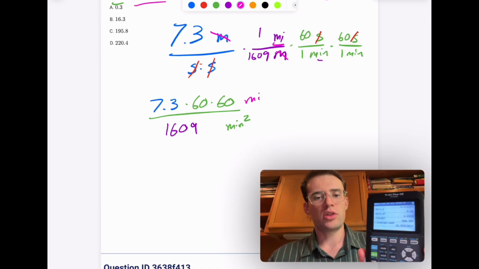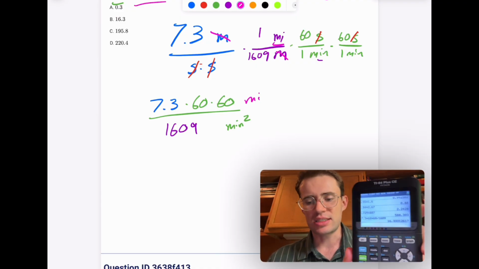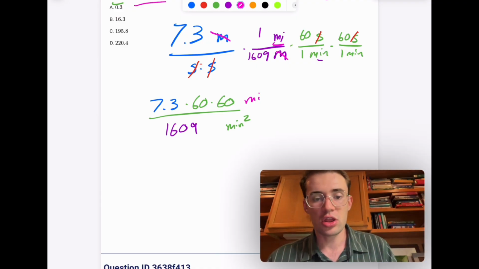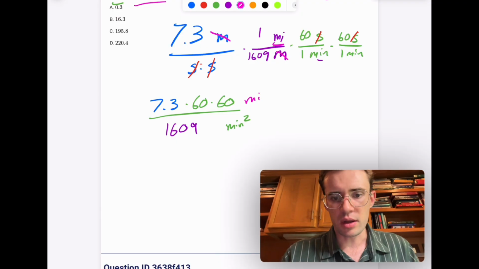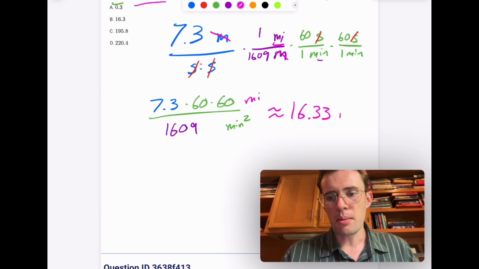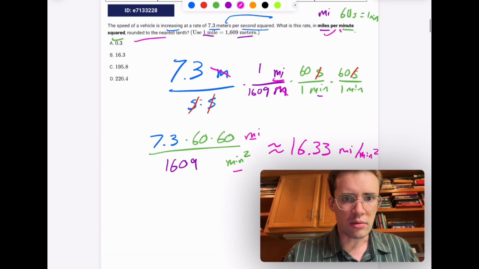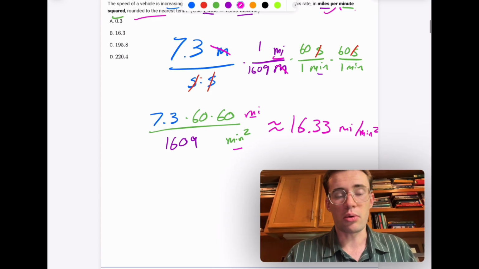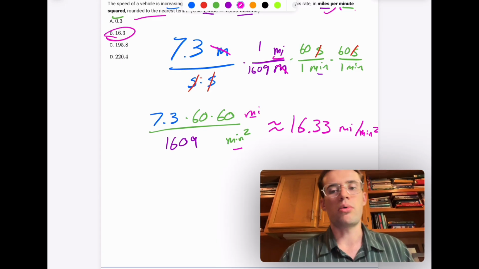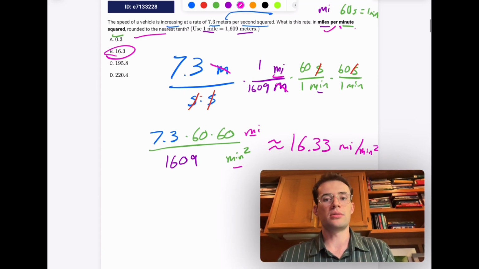So I typed in 7.3 times 60 divided by 1609. It gave me 16.33, and then it keeps going on. But so it's approximately equivalent to 16.33 miles per minute squared. Right, miles per minute squared. And they round to the nearest tenth, so that would go down to 0.3. It's 16.3. So answer B there.